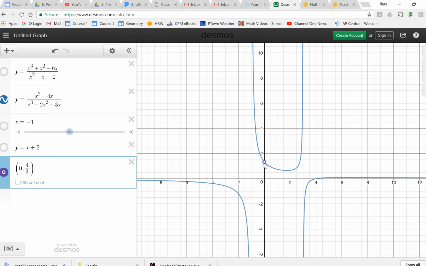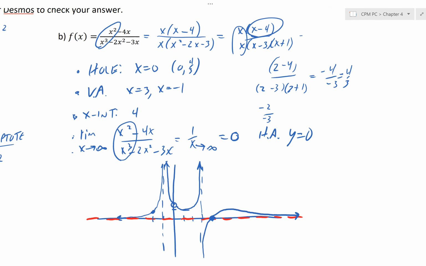I was going to ask, how do you know the y-value of the hole? By plugging it in. That's what I did back here. Right up here, I plugged in 0 because we knew the x-coordinate of the hole was 0. So I plugged in 0 into not the original function, but the original function with the common factors canceled. And then that allows us to plug into the remaining factors. So when I plugged in 0, that's where I got the -4 over -3. So I put in 0 for all the x's, and the y value turned out to be 4/3.